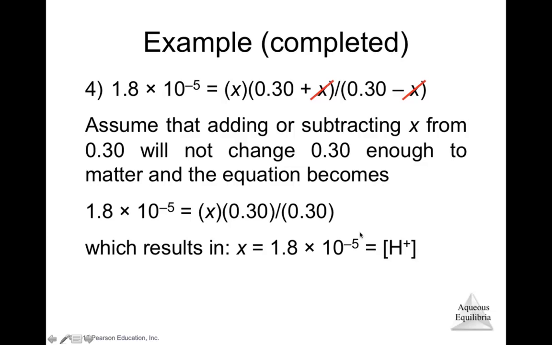So now the pH will be the minus log of this concentration. That is minus log of 1.8 times 10 to the power of minus 5, and the pH will be equal to 4.74.